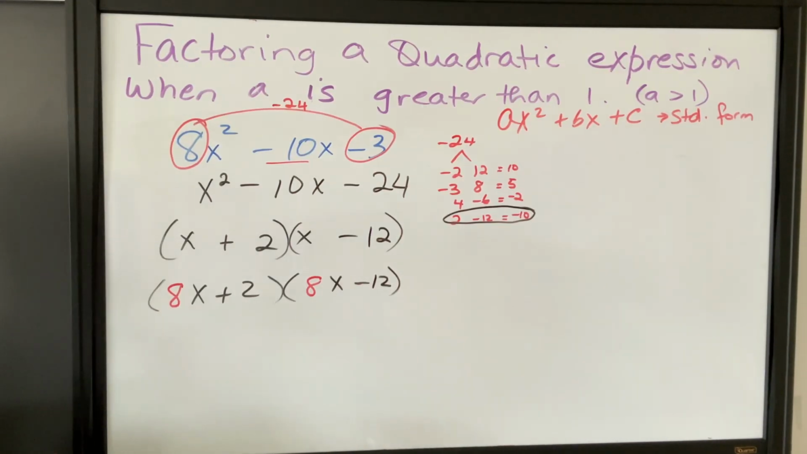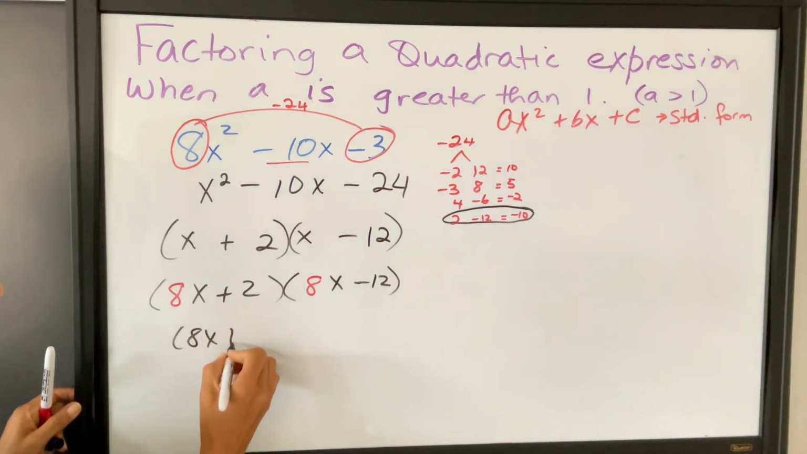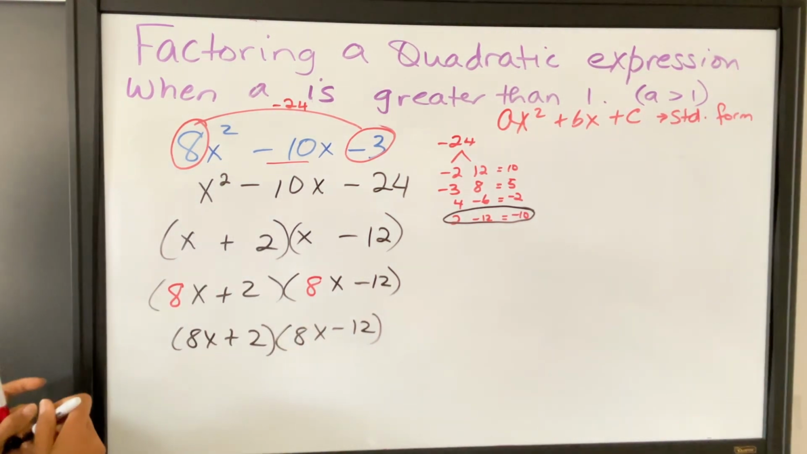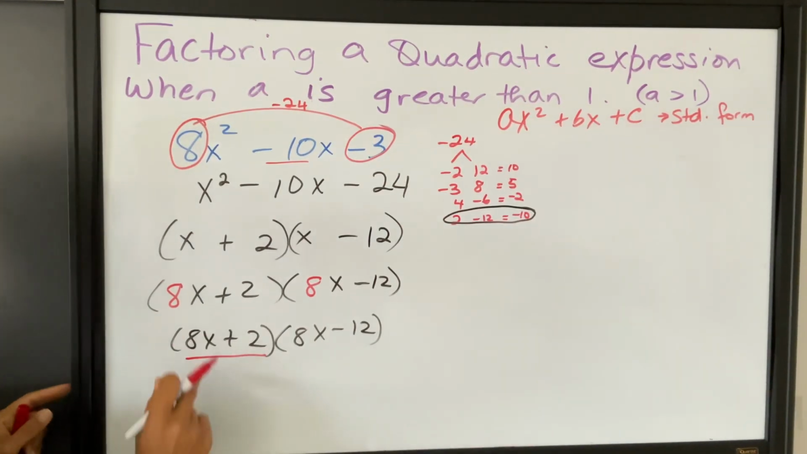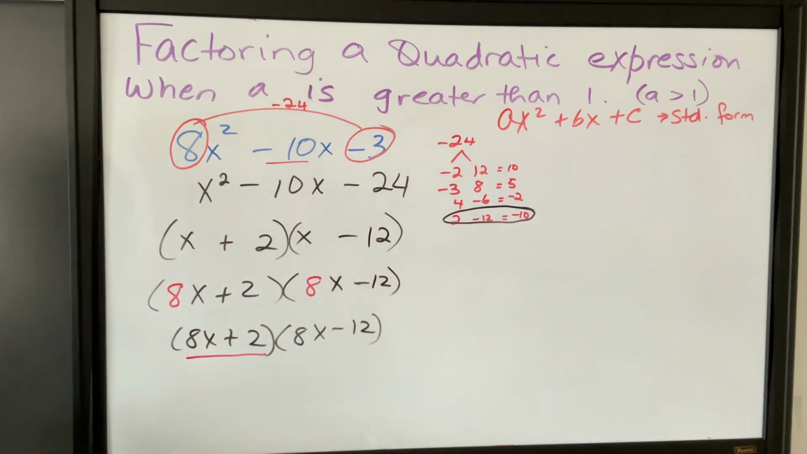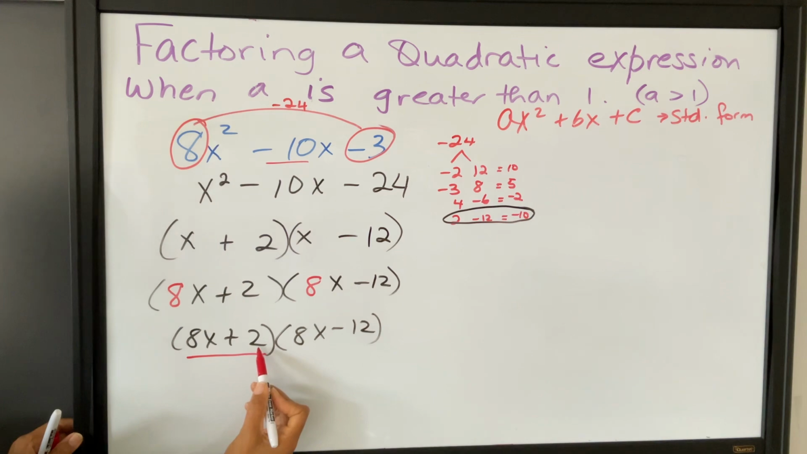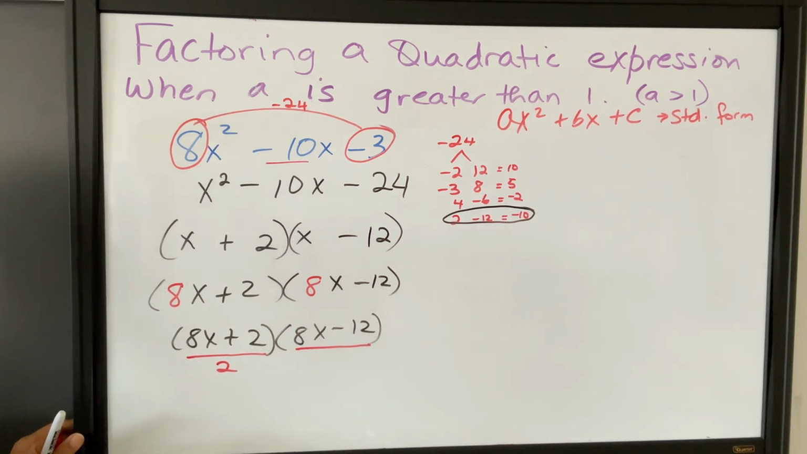The next step that I'm going to do, I'm going to rewrite the same expression again, because I like doing it this way, so not to confuse anyone. So I have 8x plus 2 and 8x minus 12. And what I'm going to do now, I am going to find a factor that can go into both 8x and 2. So I can choose 2, the lowest one. 2 can go into 2, and 2 can also go into 8, so I'm going to divide by 2. Then I'm going to do the same thing with the second binomial. I'm going to find a factor that can go into both 8 and -12.